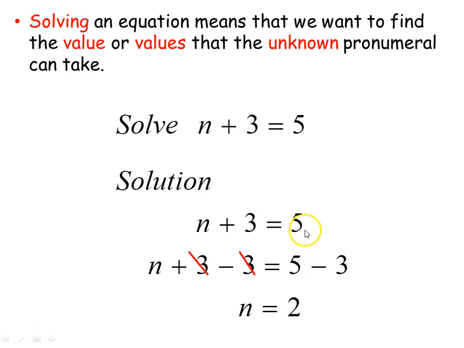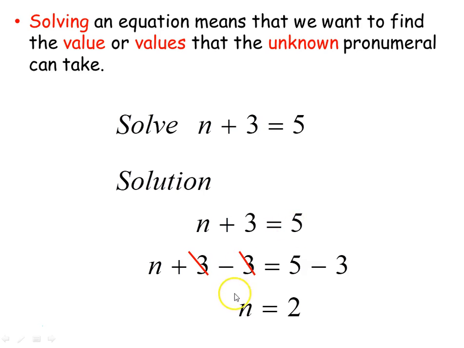Well, n plus 3 equals 5, we can get rid of the plus 3 on the right here by taking 3 from both sides. So we can subtract 3 from both sides, and what we get is this plus 3 and this minus 3 cancel out to leave the n all by itself, and on the right hand side here, 5 minus 3 is 2.